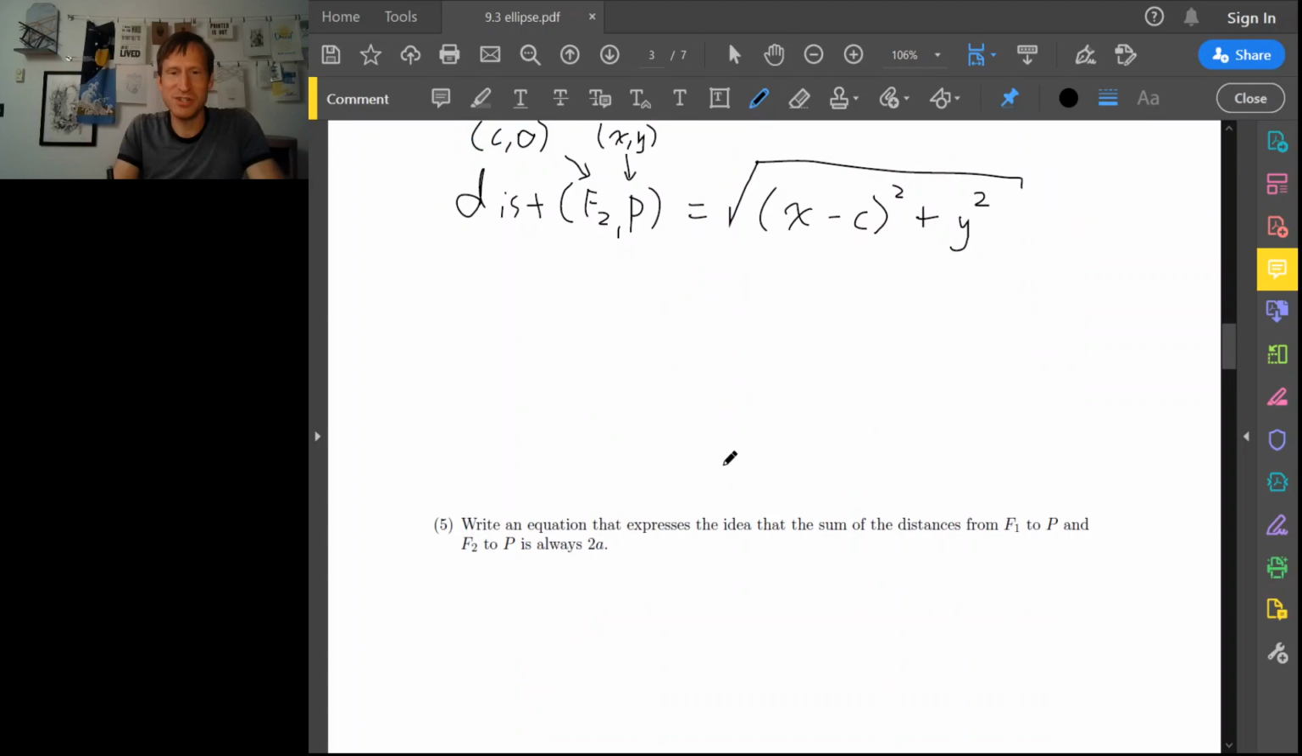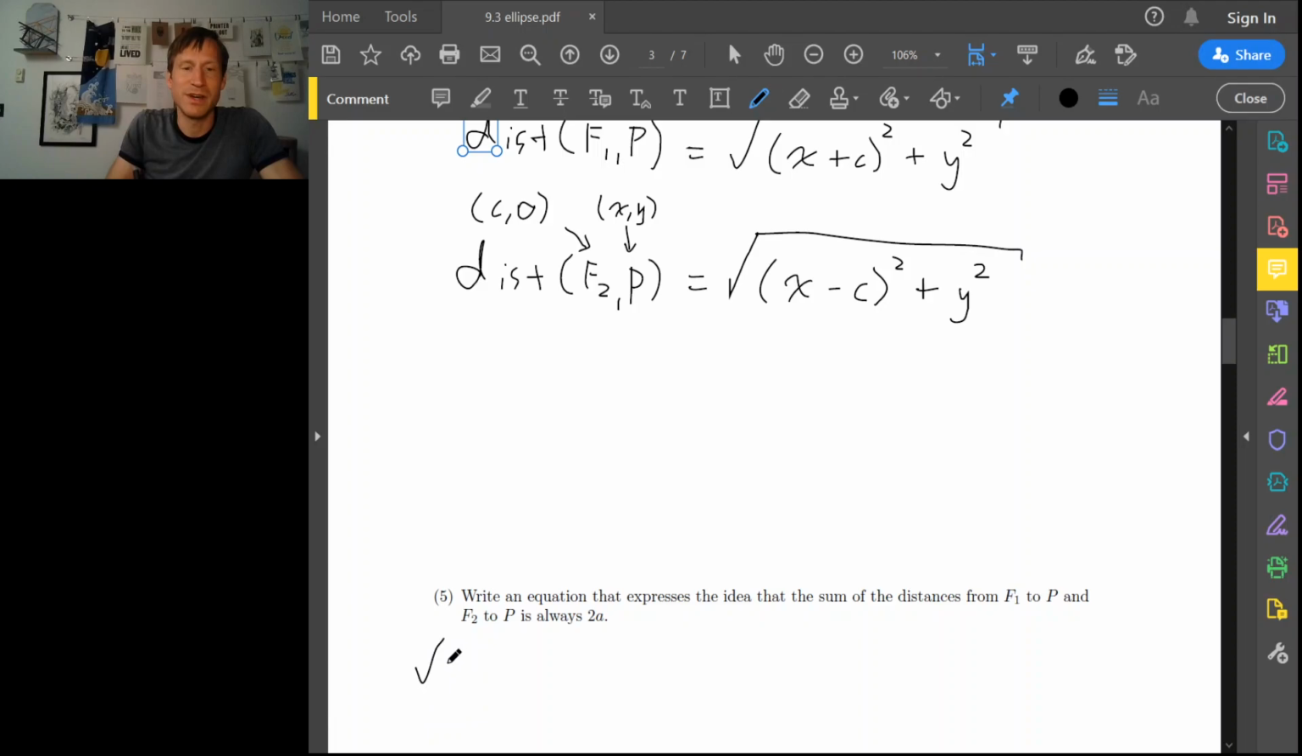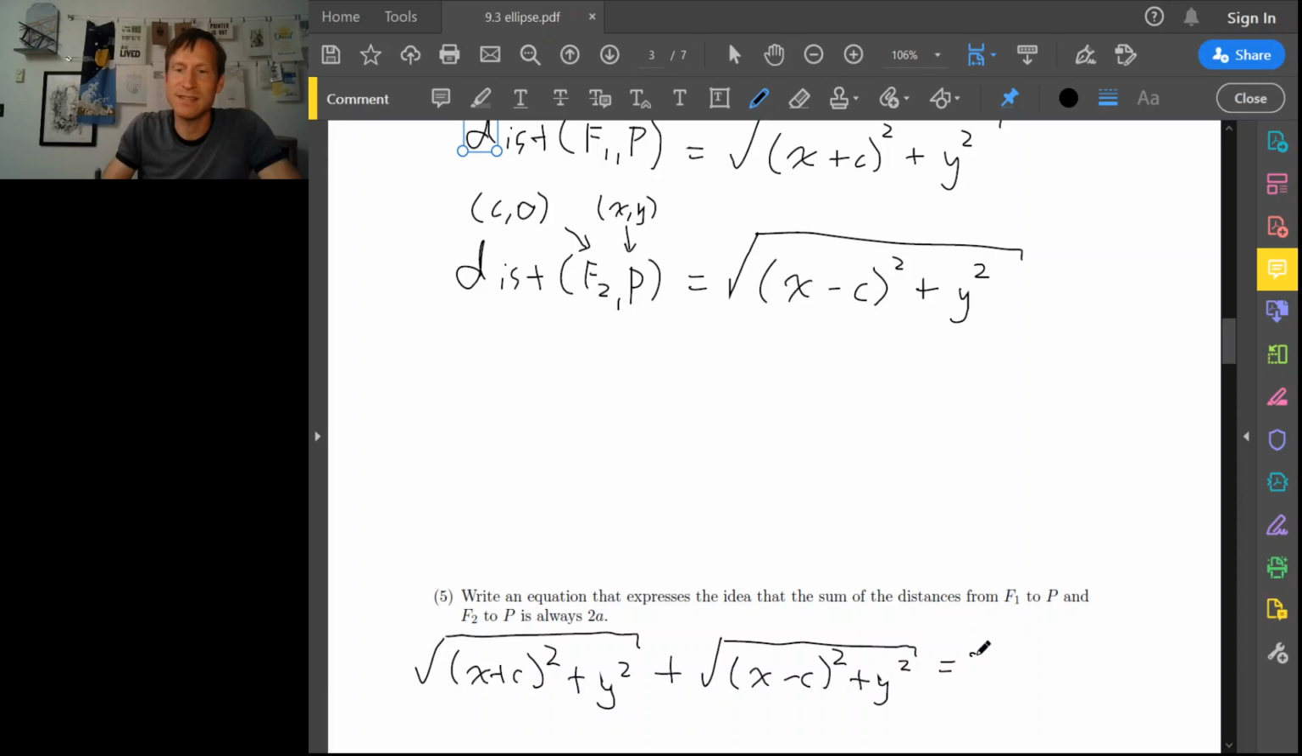Okay, let's write the equation. We have these 2 distances, and remember that the equation of the ellipse is that the sum of these distances has to be 2a. So that means the square root of x plus c squared plus y squared, so that's the first distance, plus the second distance, which is the square root of x minus c squared plus y squared. That has to equal 2a. And that's it. That's an equation for the ellipse.